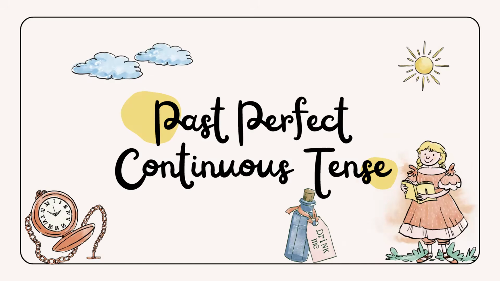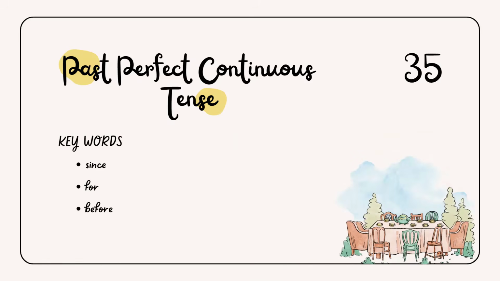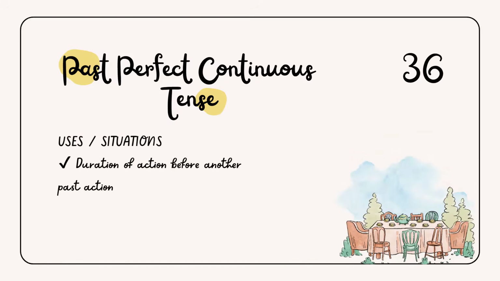Now let's move on to past perfect continuous tense. This tense highlights the duration of an action before another past action. So let me put it in a very clear way. Just remember that perfect action is talking about a completed action, whereas perfect continuous action is talking about a completed action with an emphasis on the time period. That is very important. And the structure here is subject plus had been plus verb plus ing. The keywords used in past perfect continuous are since, for, before, and here we are emphasizing the duration of an action before another past action.